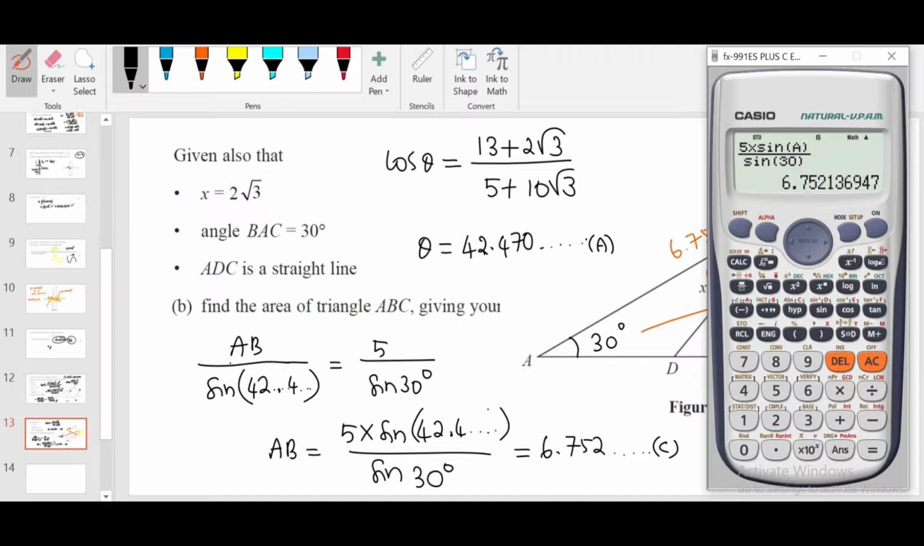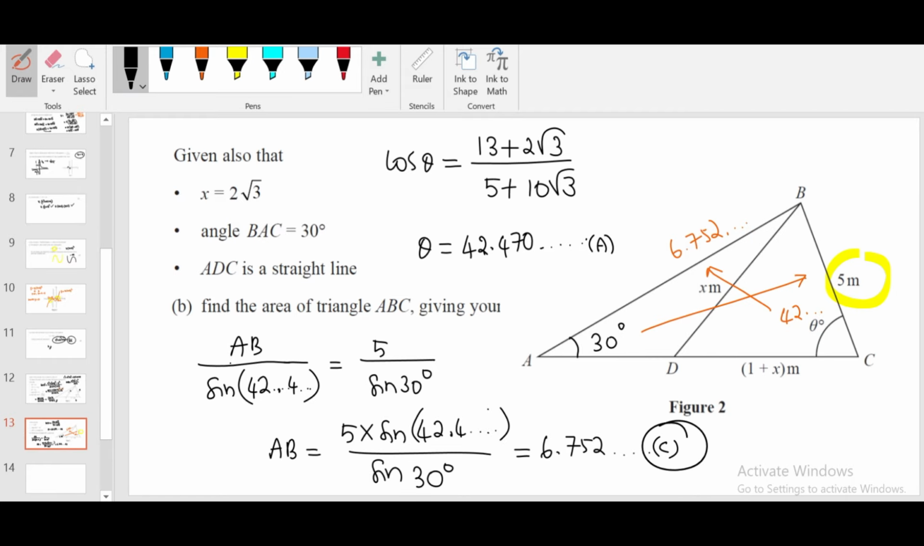Shift store, press C. The value has been stored as C. I always put a little reference so that I won't mix up A, B, C values later. So we got the value of AB already.